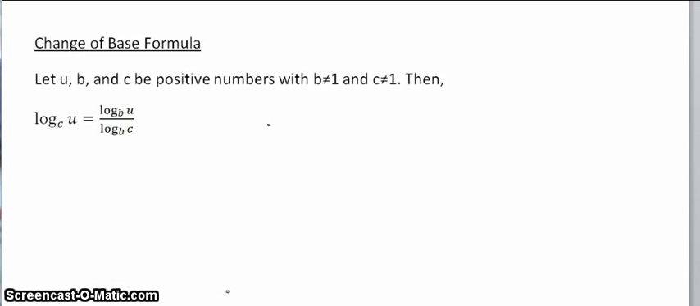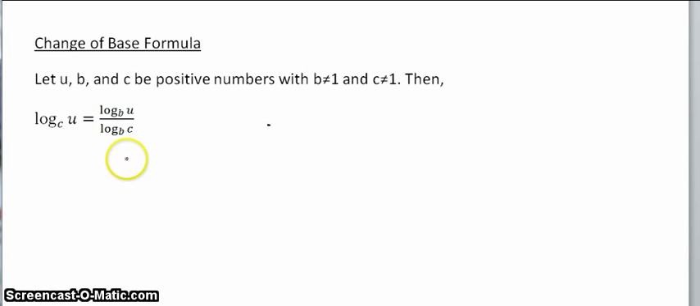Okay, so it says let u, b, and c be positive numbers. So you can plug in any positive number to u, b, and c in this formula. But b and c can't be 1. Then you can take the log base c of u, so the base is c, and change that into log base b of u divided by log base b of c.